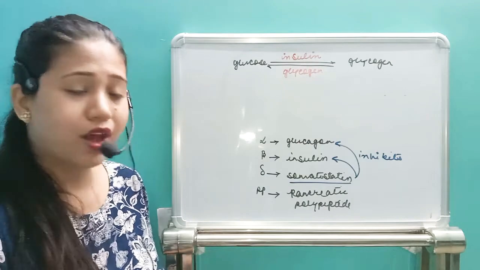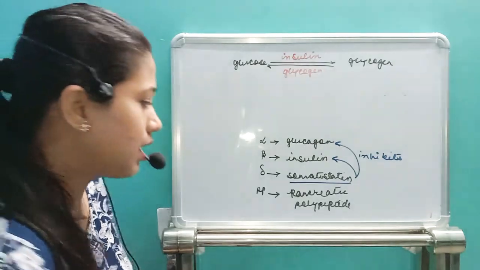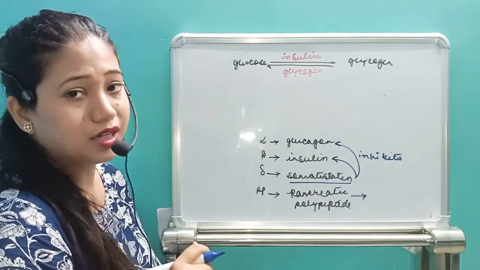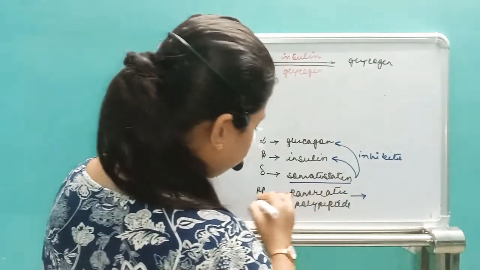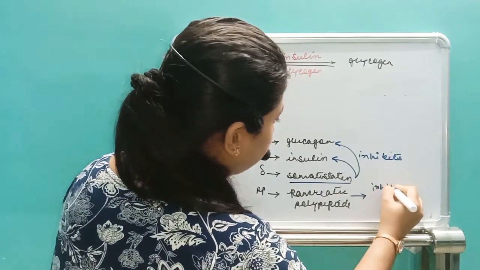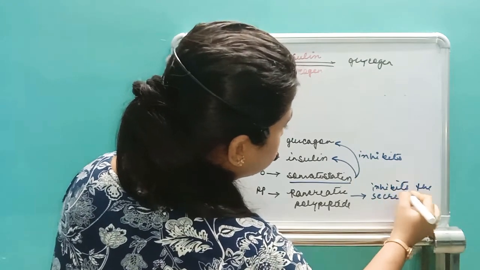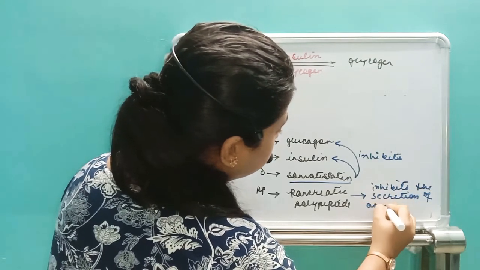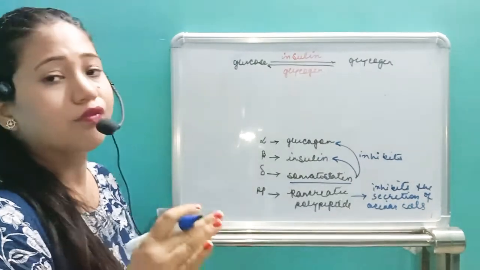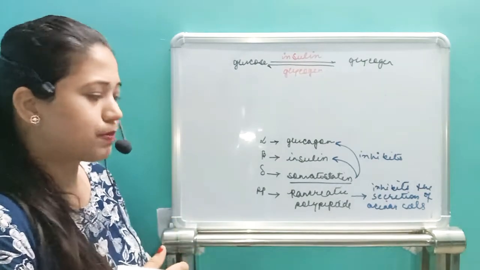Now the last one, that is the PP cell, which secretes pancreatic polypeptide, which is going to inhibit the acinar cells. So PP cells, which release pancreatic polypeptide, inhibit the secretion of acinar cells, you can say. Okay, so acinar cells release the pancreatic juice. So pancreatic juice will be decreased, or it will be inhibited by this pancreatic polypeptide.